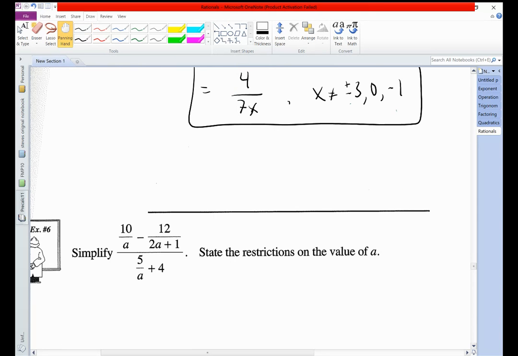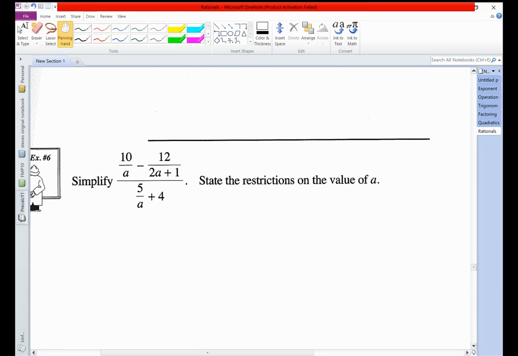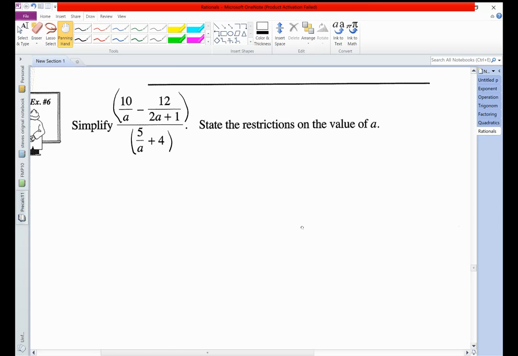Last question, we're going to ramp it up even further. We're going to divide 2 terms that are adding and subtracting. So you can see in the top we have 10 over a minus 12 divided by 2a plus 1, all divided by 5 over a plus 4. So first thing we're going to do is, well, let's write that down below. So we have 10 over a minus 12 over 2a plus 1, all divided by 5 over a plus 4 over 1.